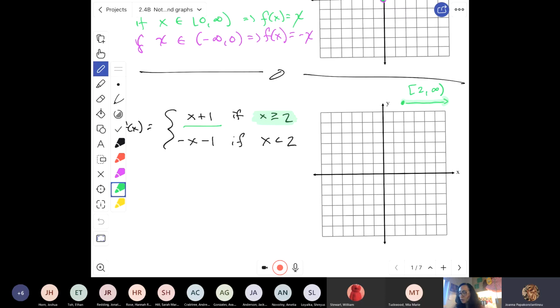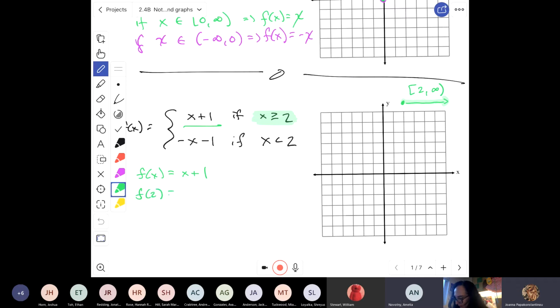Okay. So how would I graph f of x equals x plus 1? That's just a line. That's just a linear equation. How would I begin to graph that line? A closed circle at (2, 3). Okay, how did you get that? I substituted 2 into the equation.